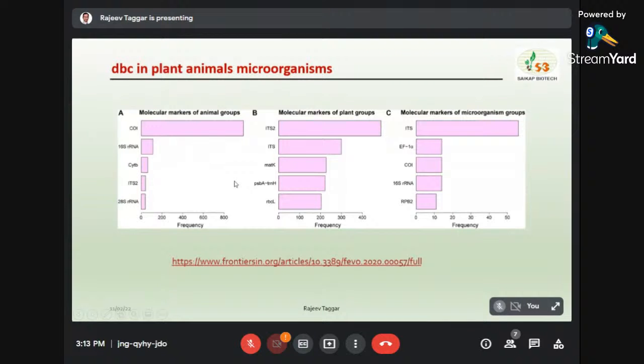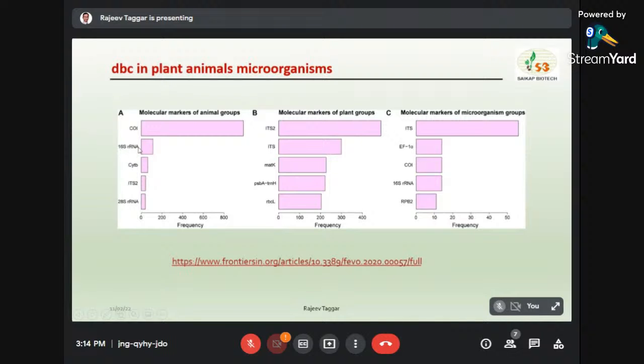The barcodes can be different for different groups. In the plant groups in the middle, for example, we have ITS2, ITS, matK, psbA-trnH, and rbcL. For animals, these also work, but not to that extent, not to that accuracy. There, the marker is CO1, which is something like the cytochrome c oxidase 1 gene.